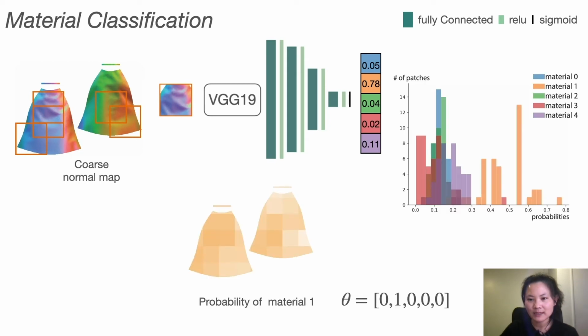For each material type in our dataset, we plot the histogram of patches based on the probability of them belonging to that material. As an example shown here, material 1 has the highest distribution among the 5 materials, and we got the one-hot material vector 0, 1, 0, 0, 0. We trained the classification network by using cross-entropy loss between the predicted probability and the ground truth material type.